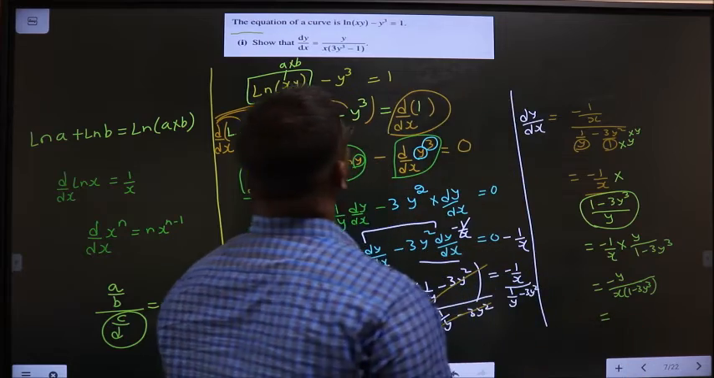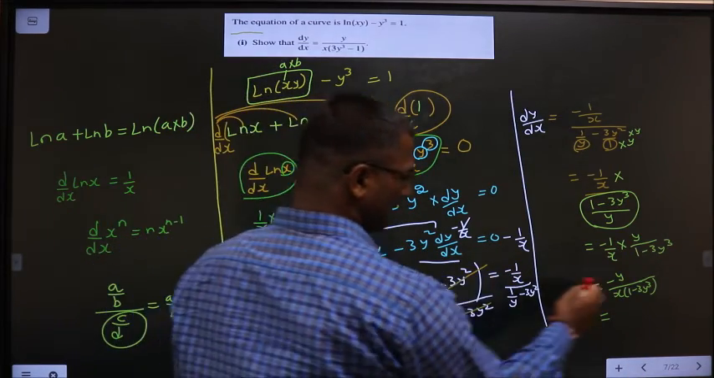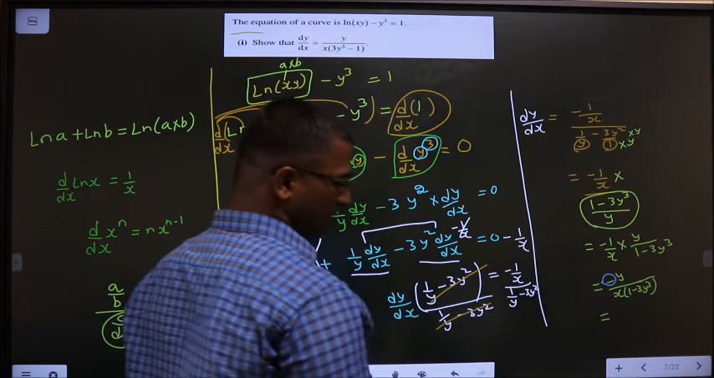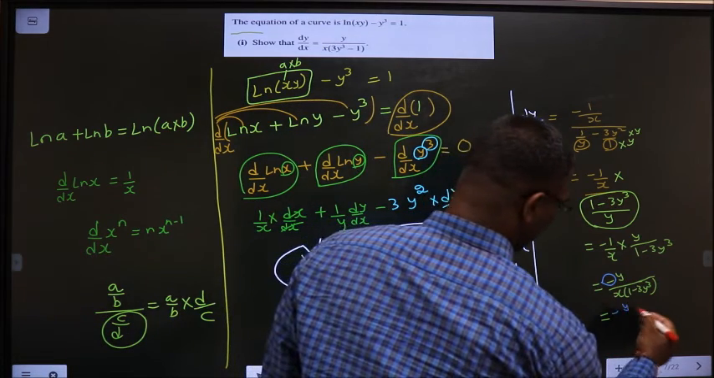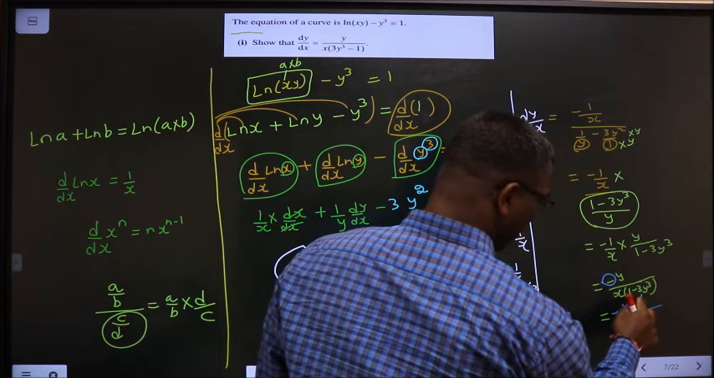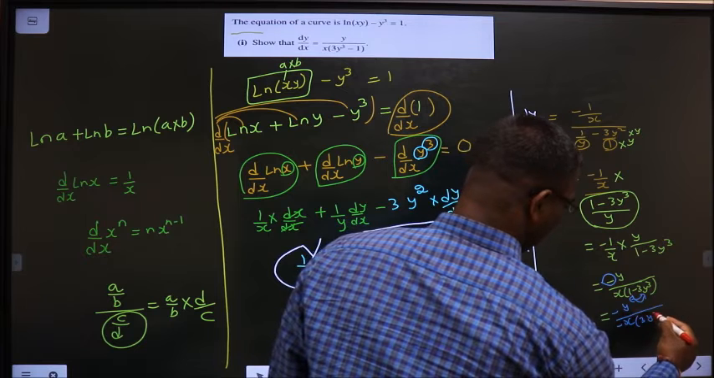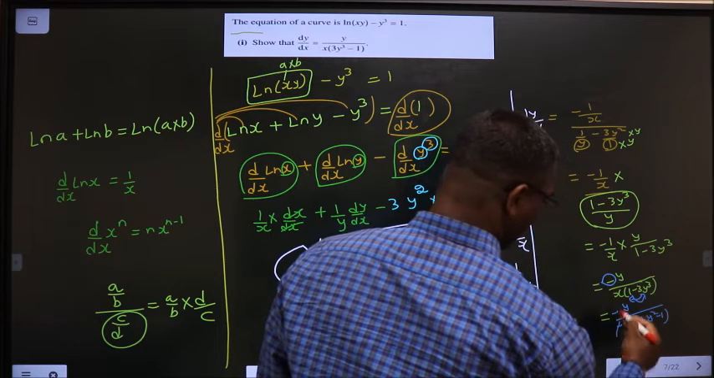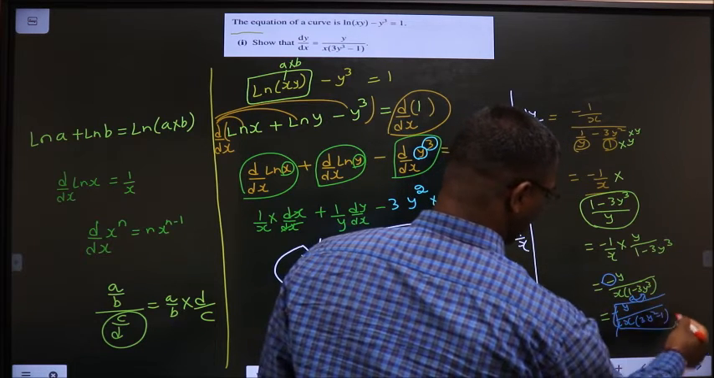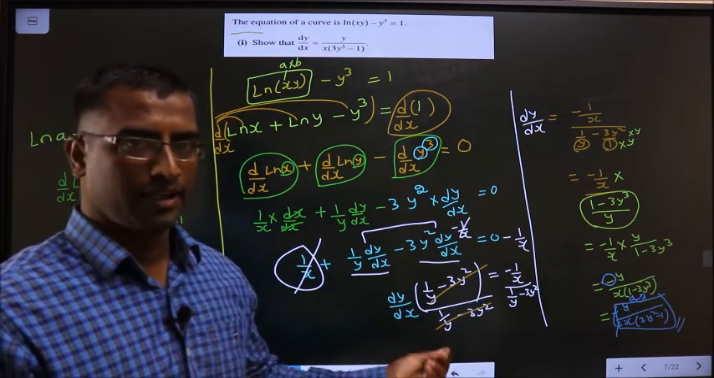Next. Still we didn't get it. Still we should get rid of the minus. For that, take minus common in the denominator. When I take minus common, this will interchange. So 3y square minus 1. So minus minus cancels out. This is what we had to get and I got it. Clear?